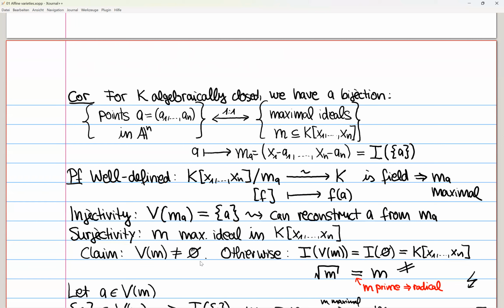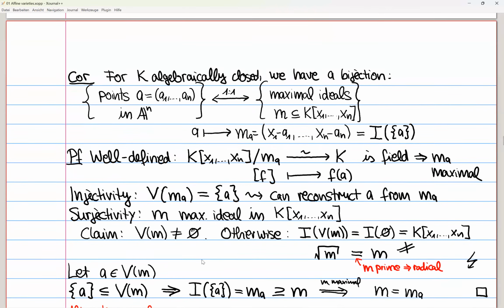And to see that, well, we can do the proof by contradiction. We can assume that this was empty, then we would, of course, have that the ideal of this vanishing locus is the ideal of the empty set. But which functions vanish on the empty set? Well, everything vanishes on the empty set, so we get the entire ring. But this is, of course, not the radical of m, which would be predicted by the Nullstellensatz. And since m is a prime ideal, its radical is actually just the same thing as m itself. And so we get this contradiction, and so this must have been false.